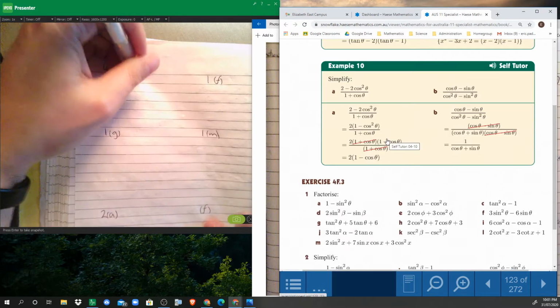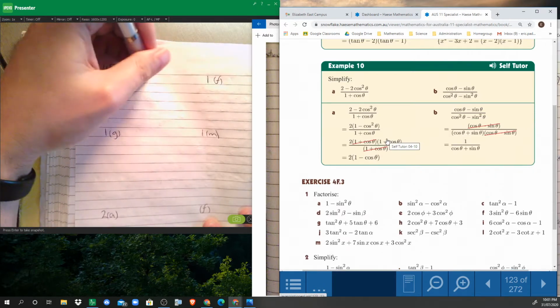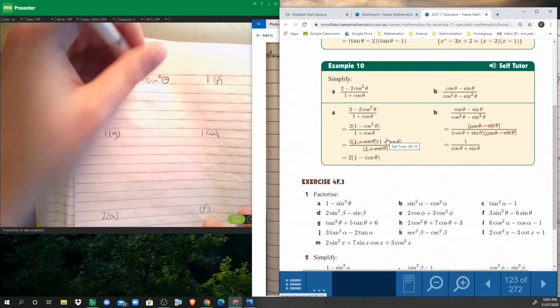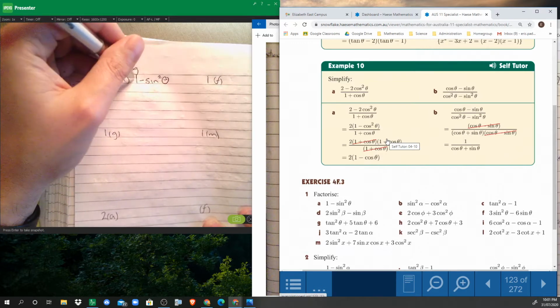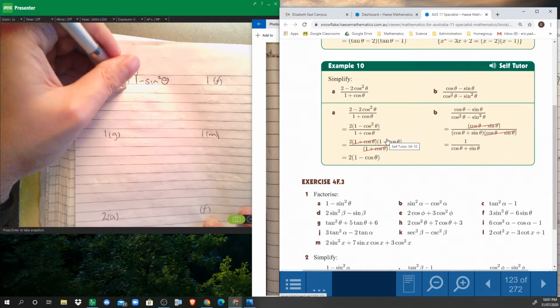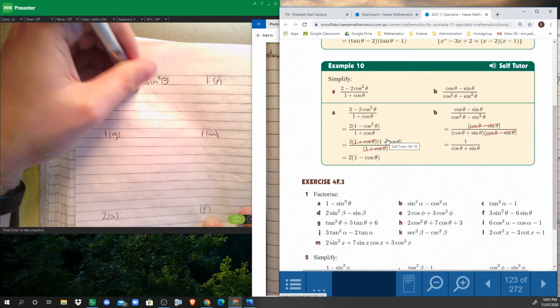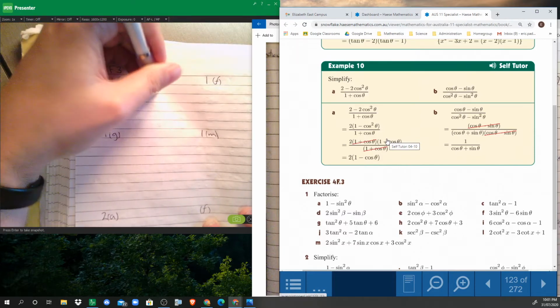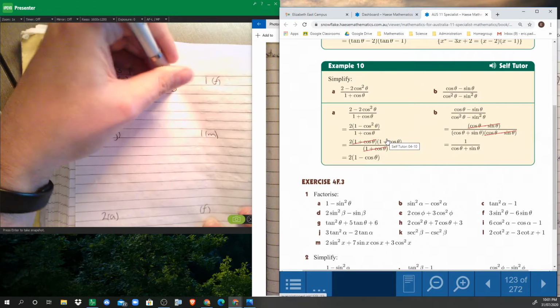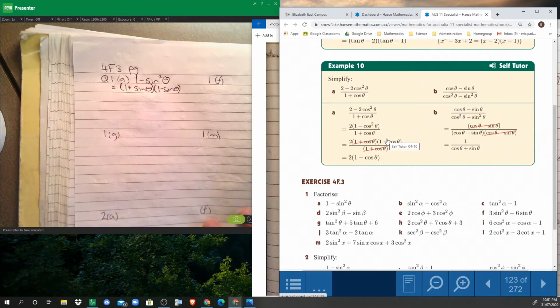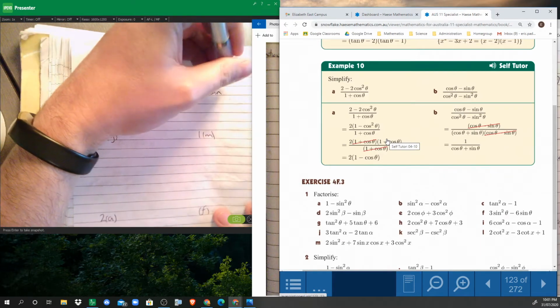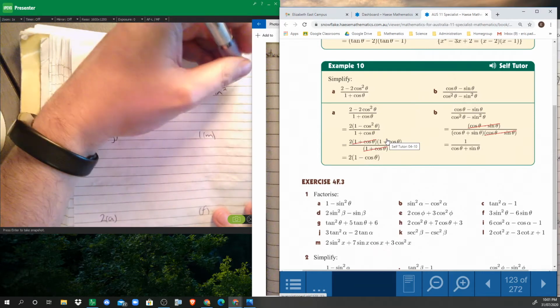So 1a. Something like this, 1 minus sine squared theta. If I'm going to factorize this, it's the difference of two squares, so it is 1 plus sine theta, bracket, 1 minus sine theta, and that's that. 1f. These both have a 3 and a sine in them.